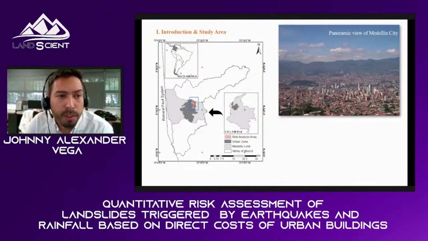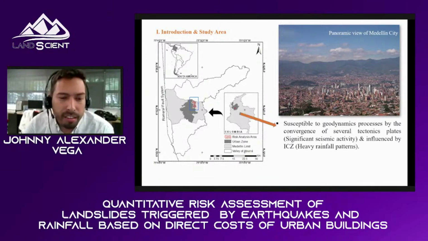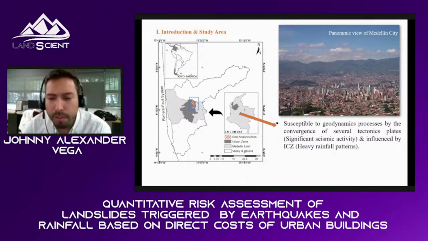A little bit of context. The study area is in Colombia, in the northwestern corner of South America, a country very susceptible to geodynamic processes by the convergence of several tectonic plates and the influence of the intertropical convergence zone with heavy rainfall patterns.